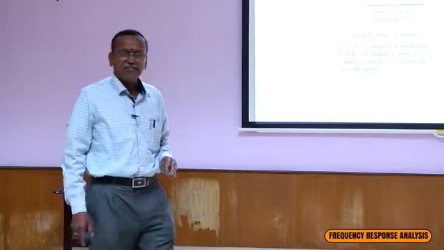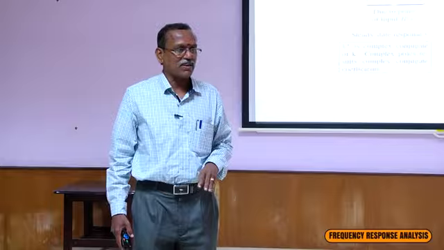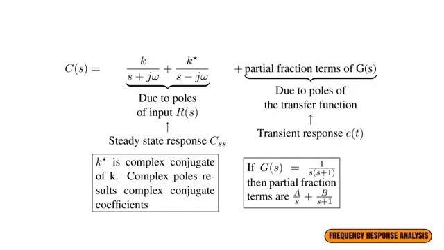How will we find the inverse Laplace transform? How to find c(t)? We have to do partial fractions on R(S). If you do partial fractions, first for R(S) you get these two terms, because A omega upon S square plus omega square gives these two terms, plus the partial fraction of G(S).